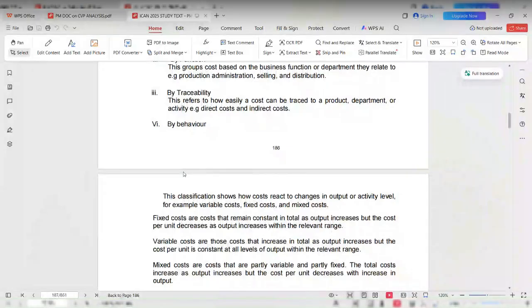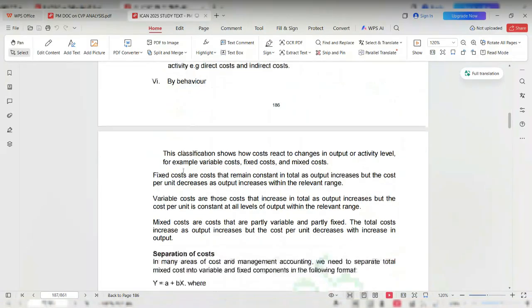You are going to pay additional money? No, because you have paid a fixed amount of money. So that is fixed cost. Fixed costs are costs that remain constant in total as output increases. As your output increases, your fixed cost still remains constant, but the cost per unit decreases as output increases within the relevant range.